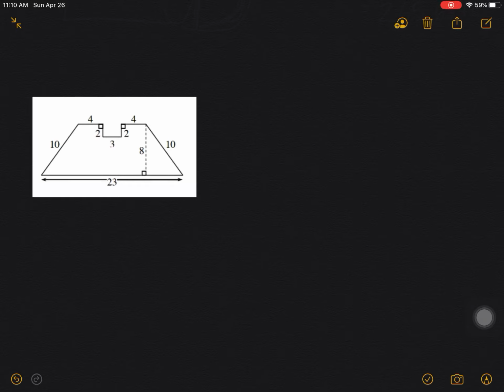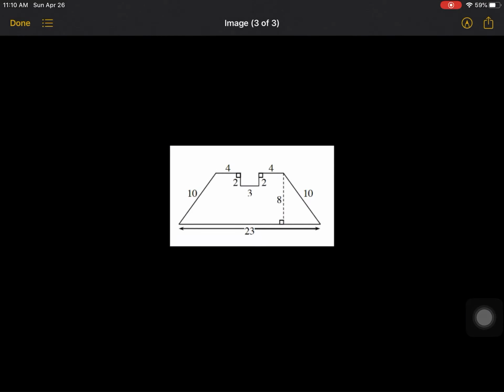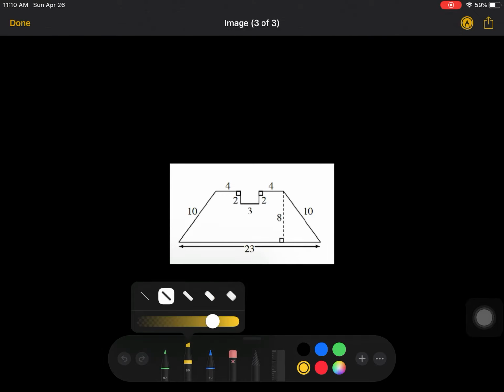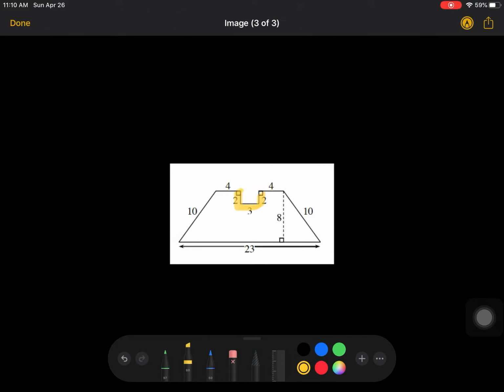All right, so the next type of figure that we are going to find the area of is the area of a shape when it has a missing part. So if you take a look at this picture, you can see that this would be a fairly simple calculation of an area of a trapezoid, except we have this missing part.